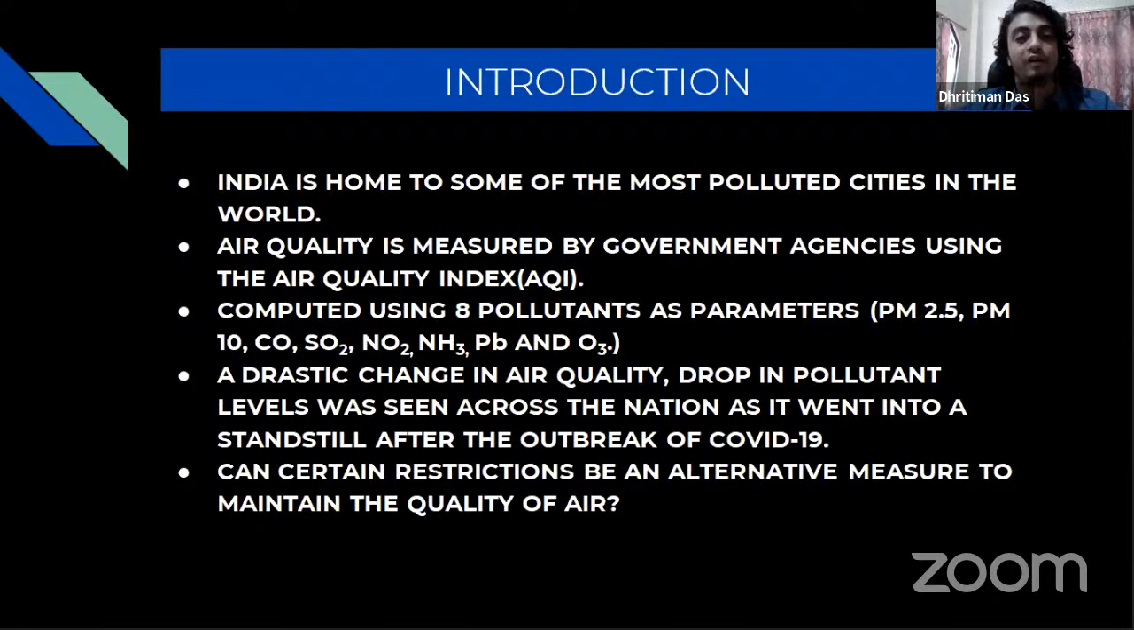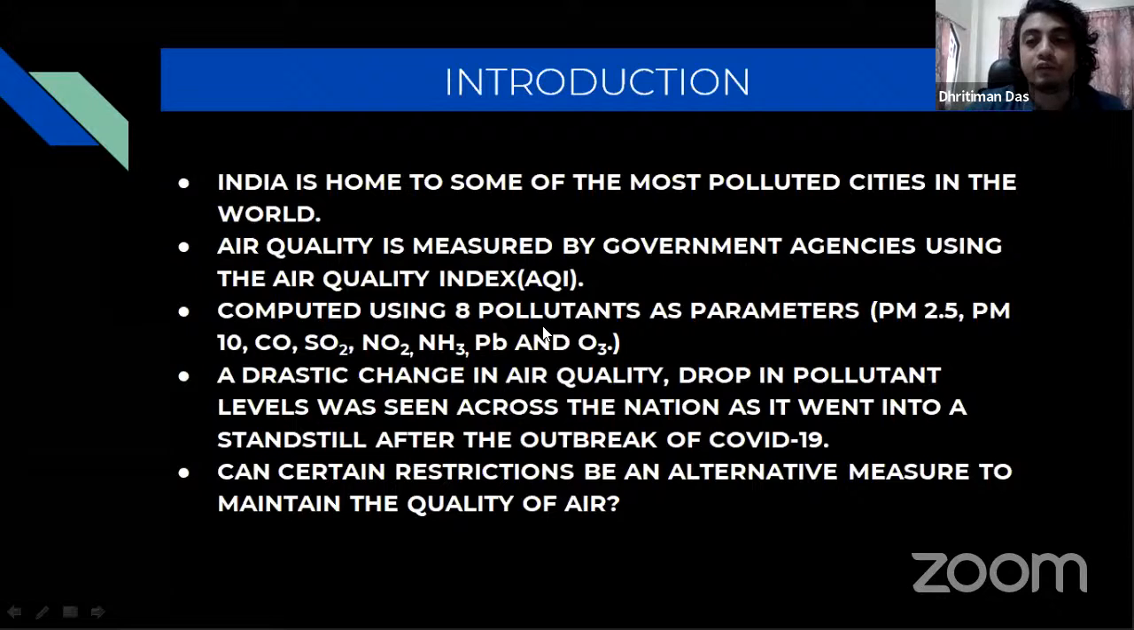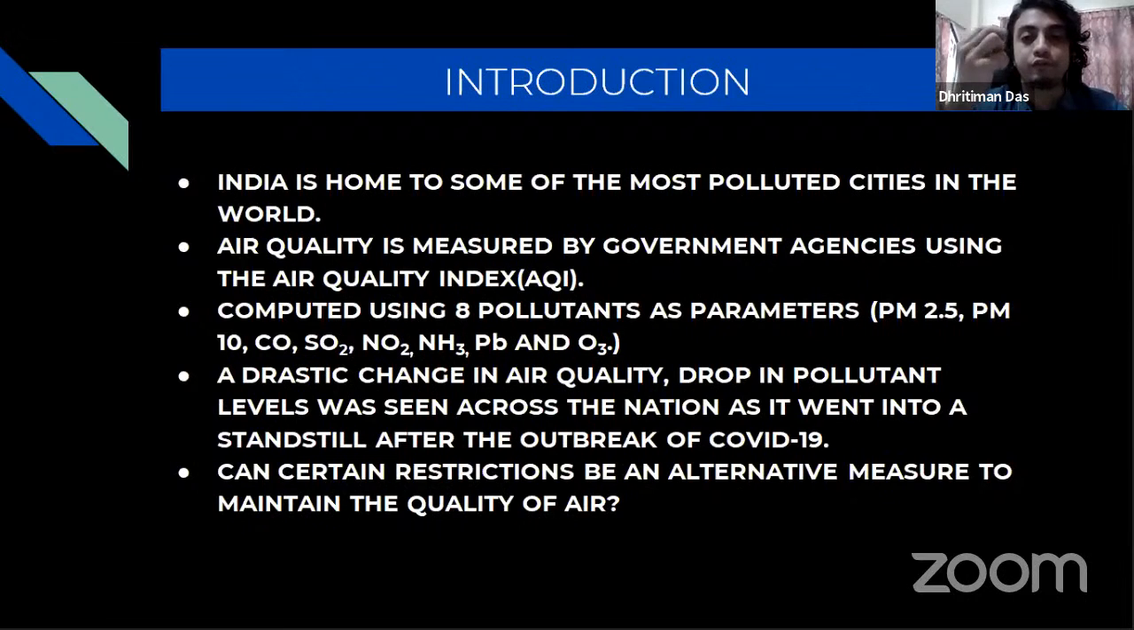Coming to the measurement of air quality, it's measured by the government using the air quality index. What is this? This is an index which is computed using 8 different pollutants as its parameters. The particulate matters, those fine specks of dust and soot, which are about 30 times smaller than the width of a human hair. These enter into the bloodstream, cause heart diseases, can give us respiratory conditions, and even cause lung cancer, and in the long term, reduce life expectancy.